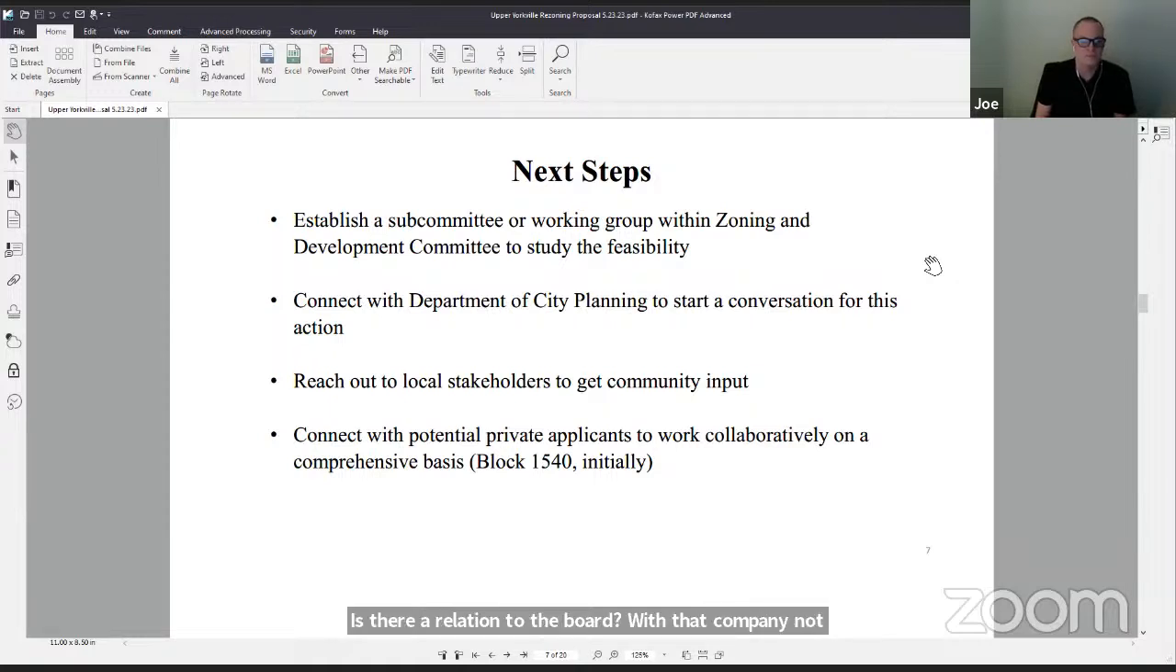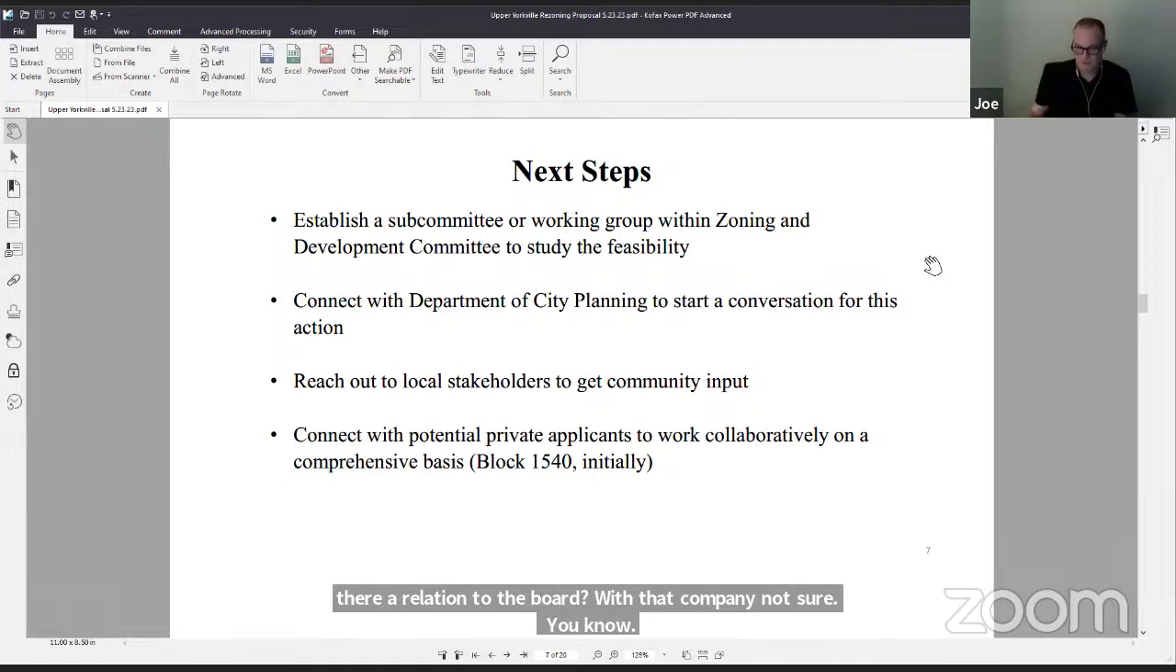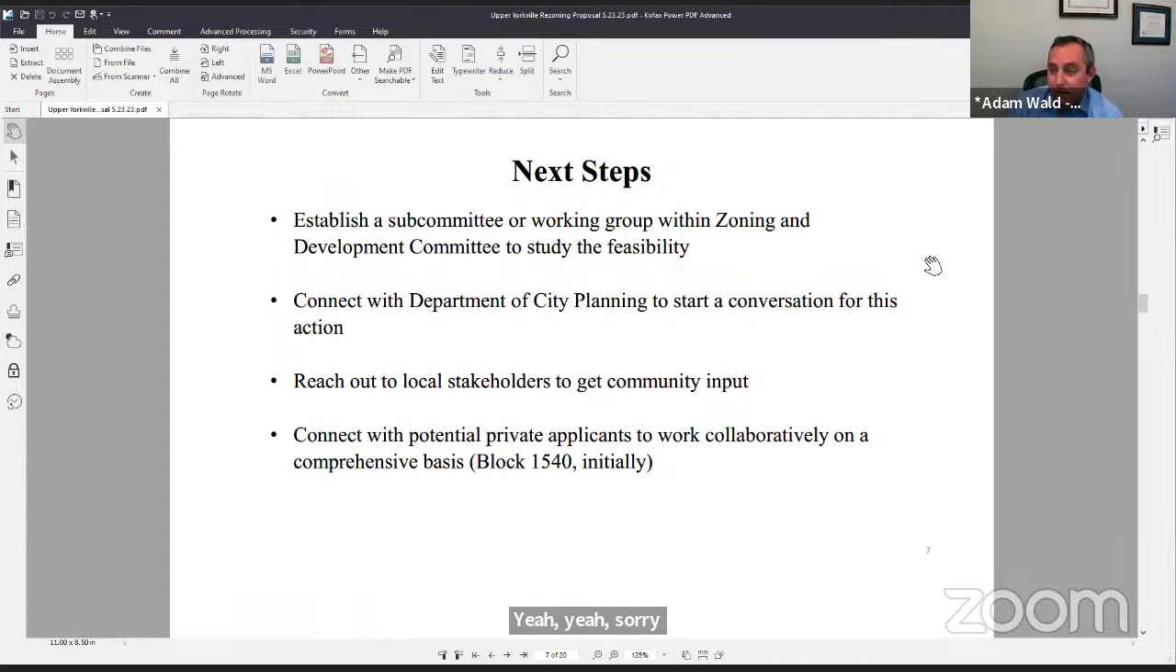Is there a relation to the board with that company? I can answer some of the questions. Friedland has no relation to the board, not that I know of. I believe William used to be a board member decades ago.